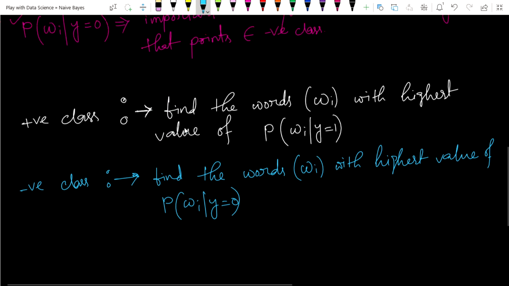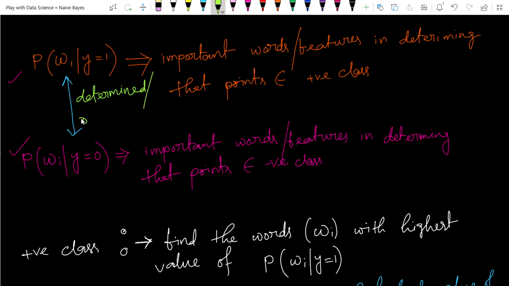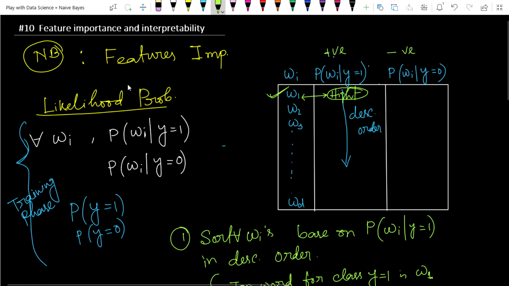And these two things we have simply calculated or determined from our simple model. We can easily determine these two things directly from the model. So the interpretability, finding the feature importance from our naive Bayes is so easy. We can easily find the important features here.